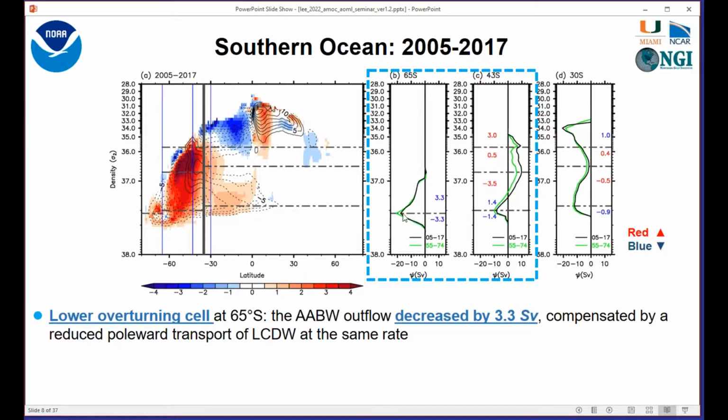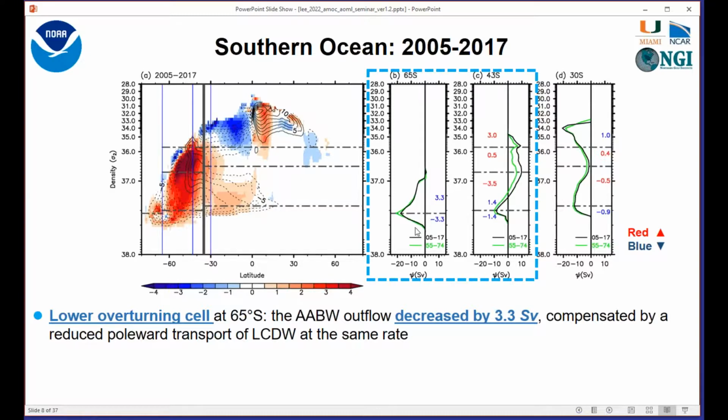So basically, you have northward transport here, southward transport here, more or less 20 sverdrups, 18 sverdrups in total. But what I'm plotting here is the change between this modern period compared to the reference period. So if you see a blue color here, that means a reduction, and if you see red color, that means an increase.